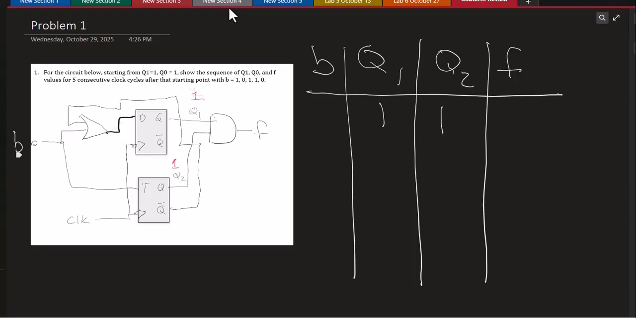Sometimes you might have something else feeding into the clock, and then that flip-flop only operates on the positive clock edge, when the clock goes from 0 to 1.